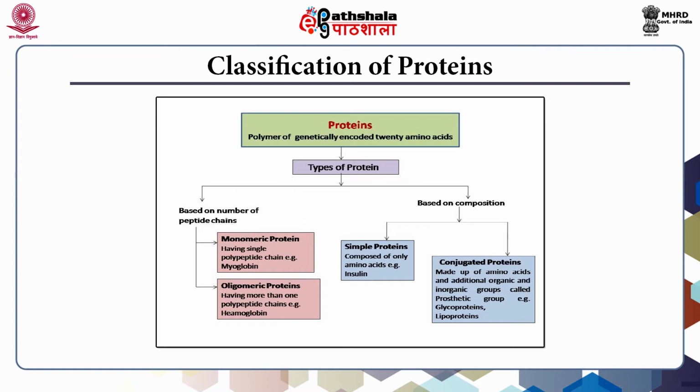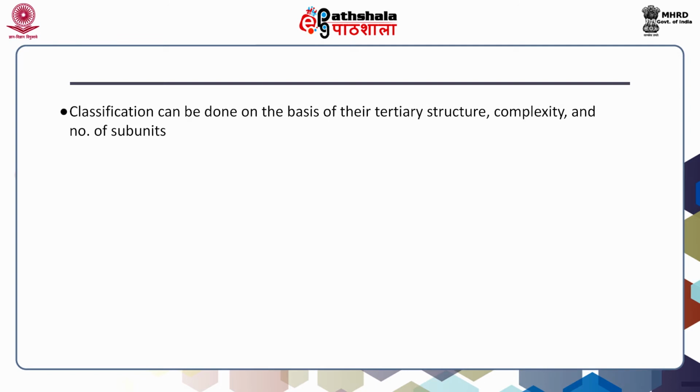Globular proteins are soluble and many are enzymes, for example amylases. Fibrous proteins are often structural proteins such as collagen, connective tissues, keratin and the protein component of hairs and nails. The membrane proteins serve as receptors or channels for polar or charged molecules to pass through the cellular membrane, for example GPCR. Classification of proteins. Classification can also be done on the basis of tertiary structure, complexity and number of subunits.